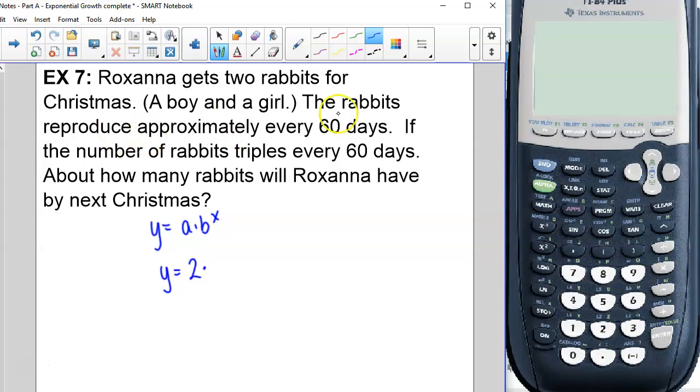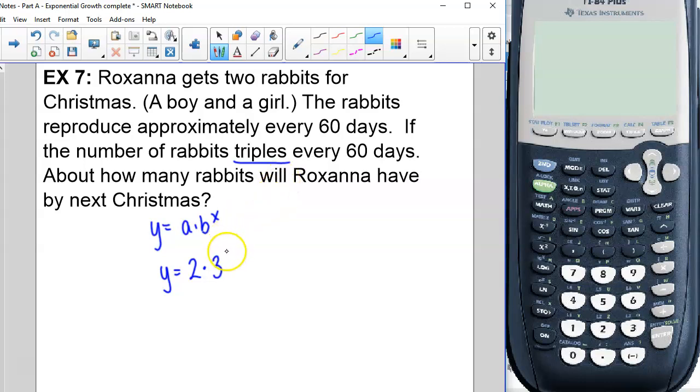Now, when you see that the number of rabbits triples, you do not have to do the 100% plus something, because that's not a rate. It's the factor you're multiplying by. So this is your B. Our B is 3 here. You're not going to add to it. It's actually a 200% increase if you're talking about percentage increases. We'll talk about that more.